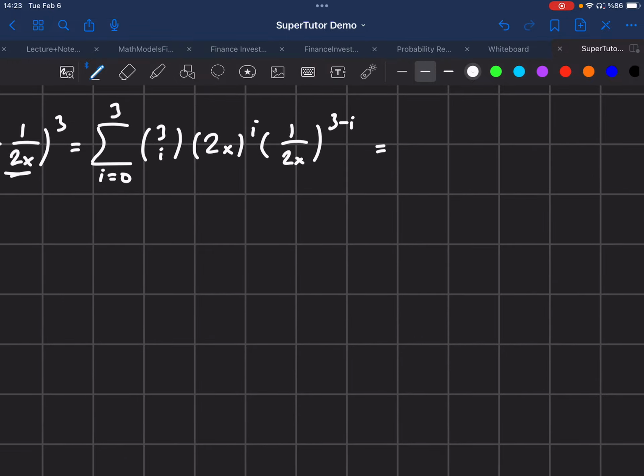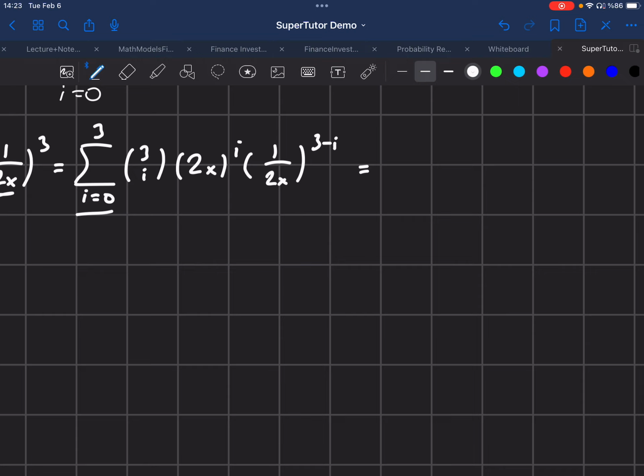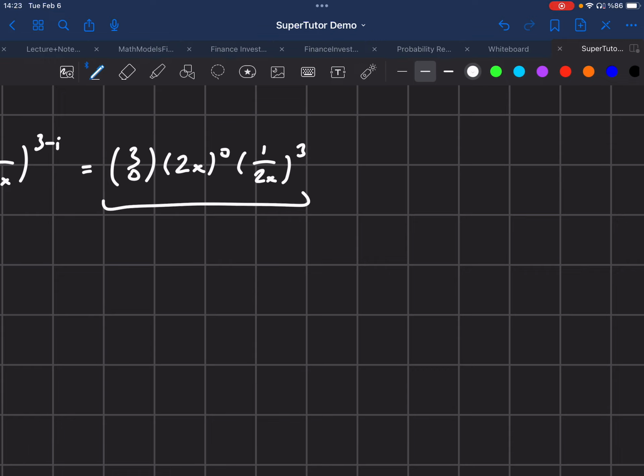If I want to write the first term, I can simply put 0 instead of i on everything that I see here. So our first term appears when i is equal to 0, and the term itself will have a result of 3 choose 0, which is equal to 1, (2x)^0 is 1, and (1/(2x))^3 is, oh no, not 8x. Just a mistake. We can just write (2x)^(-3).